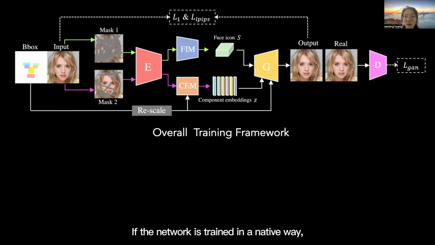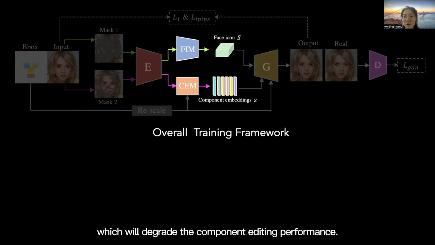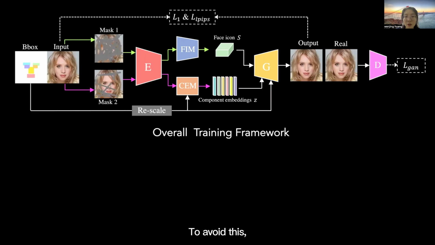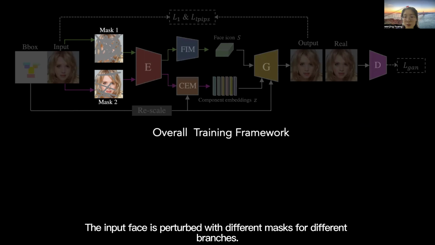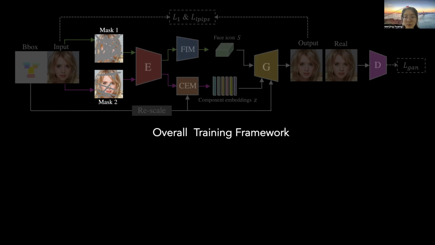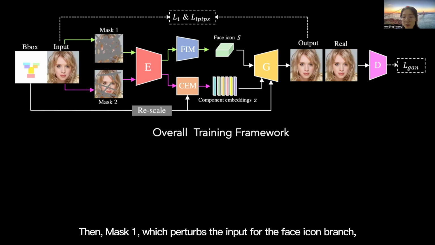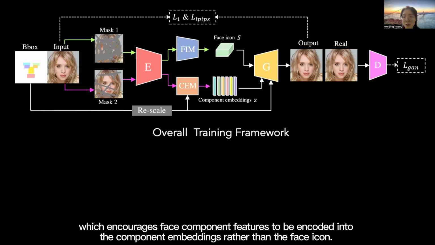If the network is tuned in a naive way, the face icon branch would compete with the component embedding branch to capture the component features, which will degrade the component editing performance. To avoid this, we propose a cooperative learning strategy to train the network. The input face is perturbed with different masks for different branches. Mask 1 and Mask 2 are independently generated following the random irregular mask generation algorithm. Then, Mask 1, which perturbs the input for the face icon branch, further masks out the areas of some face components. By doing so, the face icon branch cannot see the content of certain face components, which encourages face component features to be encoded into the component embeddings rather than the face icon.